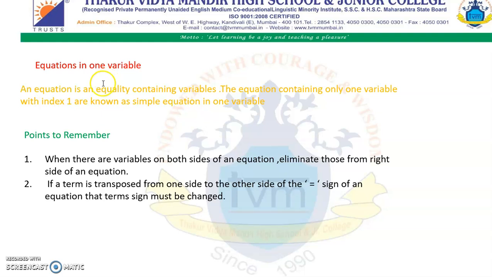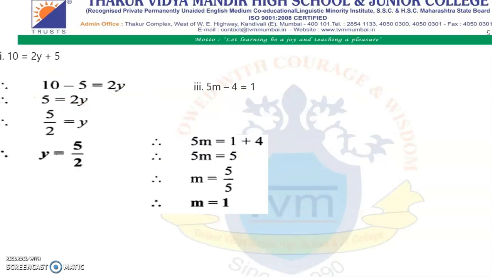Equations in one variable. An equation is an equality containing variables. The equation containing only one variable with index 1 is known as a simple equation. Points to remember: when there are variables on both sides of an equation, eliminate those from the right side of the equation. If a term is transposed from one side to the other side of the equal sign, the sign of that term must be changed. When we solve the questions below, you will understand better.